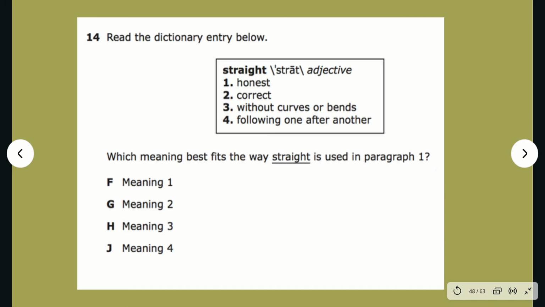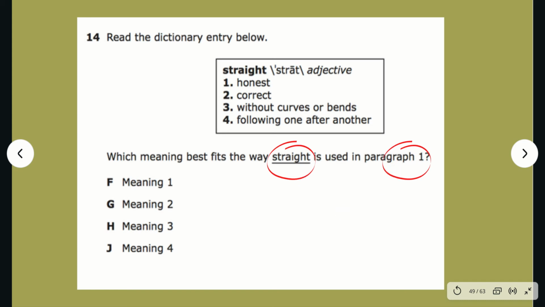Now that we read the question, we can move on to step 2, which is to find keywords that will help us find the answer in our text. What words do you think we should be circling as our keywords? The words that I think are important keywords are straight and paragraph 1. Straight is a keyword because it's the word we are looking for, the definition for, and paragraph 1 tells us where we're going to find it.